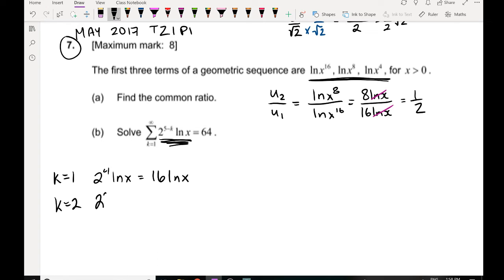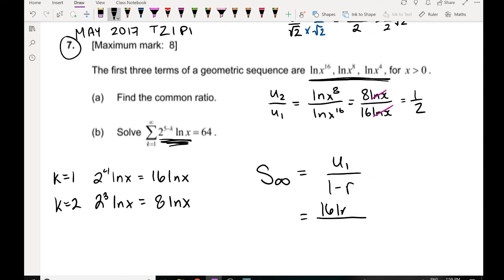That's not necessarily immediately clear to people, but as soon as you find the first 2 terms, you start to realize, oh, okay, it's just that one. So I'm actually looking for just the sum of this infinite sequence here. The formula for the sum of an infinite geometric sequence tells you it's the first term divided by 1 minus the common ratio. We've already figured out the common ratio is a half, and our first term is 16 ln x.